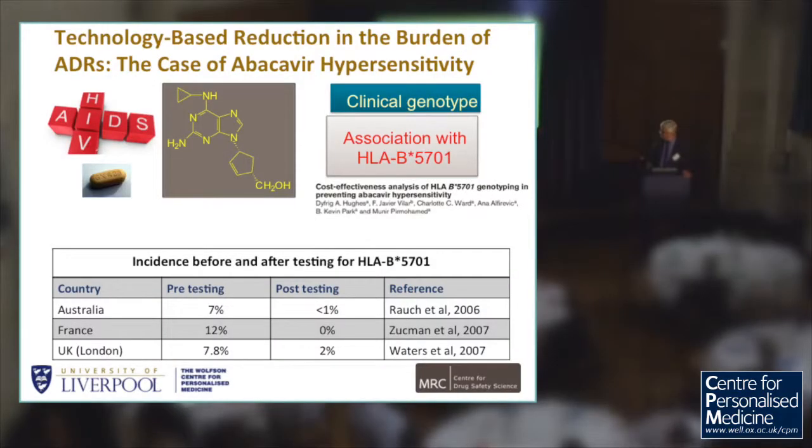And the net effect of that has been dramatic. Before testing for HLA-B57, the incidence was 7%, right down to less than 1%. I haven't seen a case of abacavir hypersensitivity for the last 5 years because of genetic testing. So that tells you genetic testing can actually work in terms of improving drug therapy.